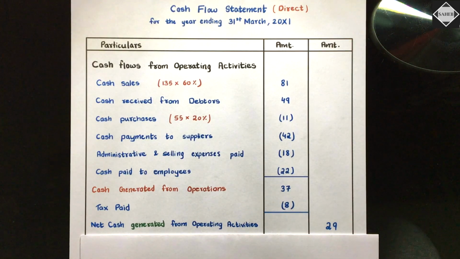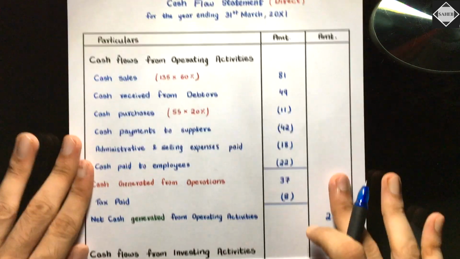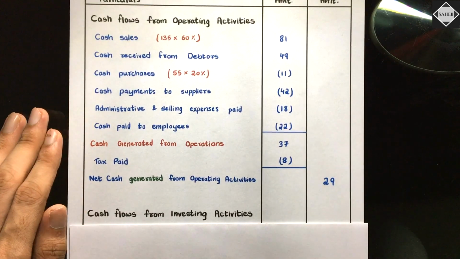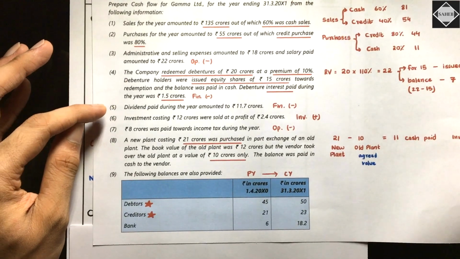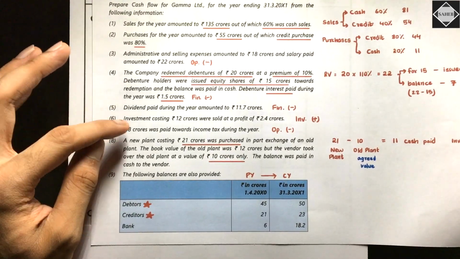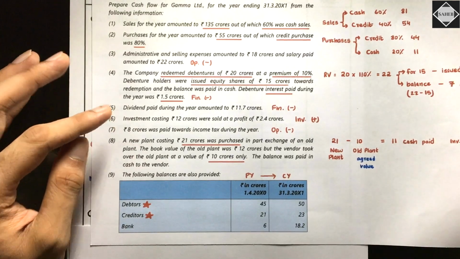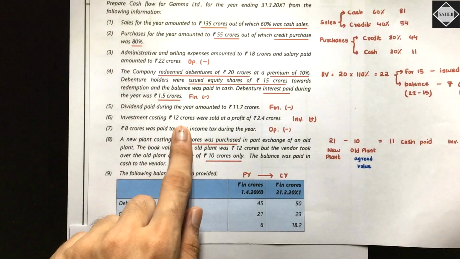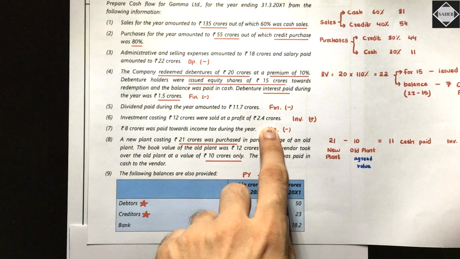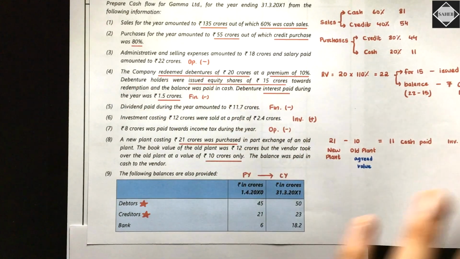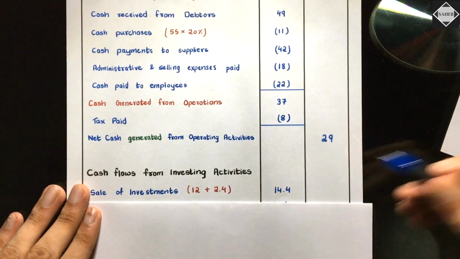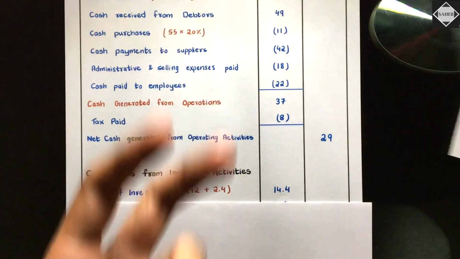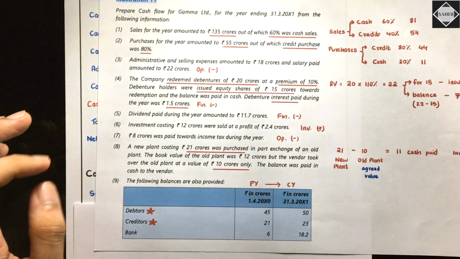All right. After this, we go to investing activities. Regarding investing, what cash flows do we have? We have to go back into the question. If we see the question, in the 5th point, it's dividend paid. 6th point, investment was sold. For how much? It was sold for 14.4 crores. They said cost 12 crores and profit is 2.4. So you are going to add to calculate the sales value, right? So see, sale of investment, that's equal to 14.4 crores. You're going to add that because you are getting it. It's inflow.